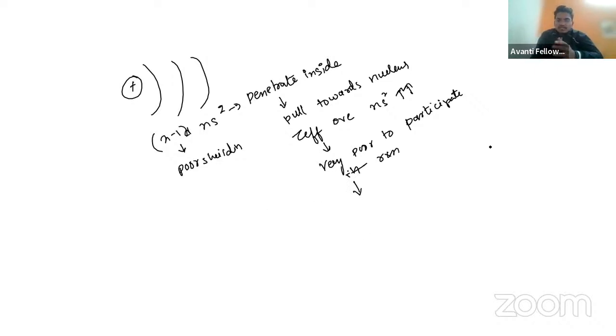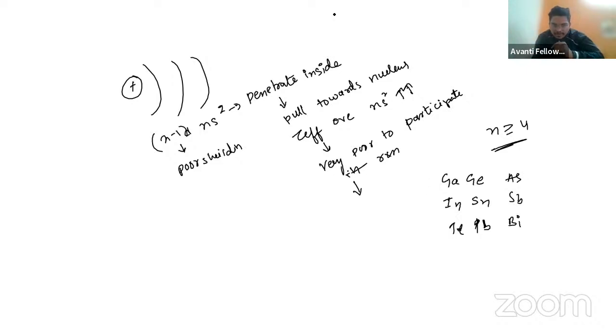This is observed for periods 4, 5, 6, and 7. All the p-block elements from periods 4, 5, 6, 7 will undergo this. In the groups, p-block elements, let's suppose I'm talking about germanium, tin and lead, and before that gallium, indium, and thallium. And we have also seen arsenic, antimony, and bismuth. In these 9 elements, we are going to see the inert pair effect.